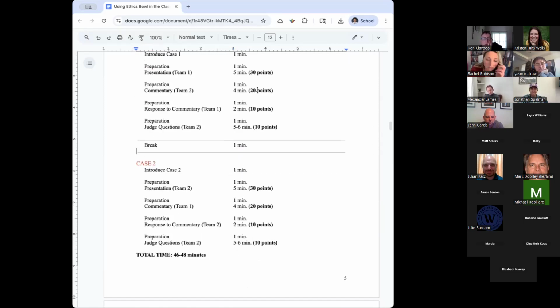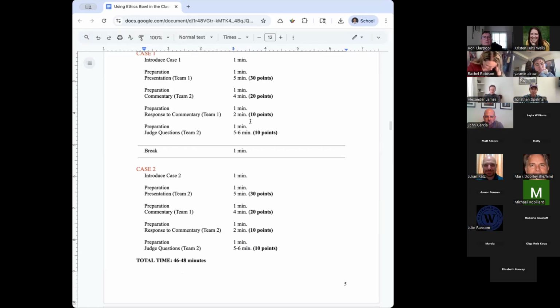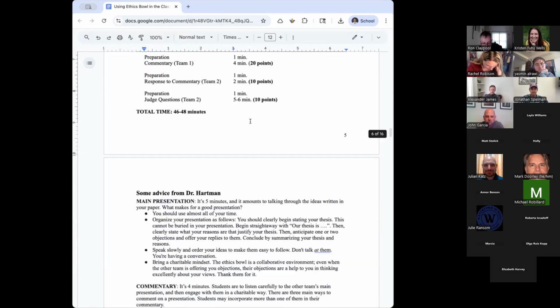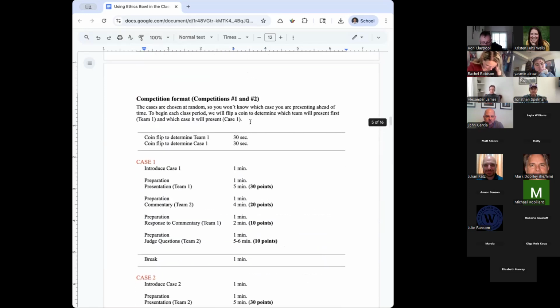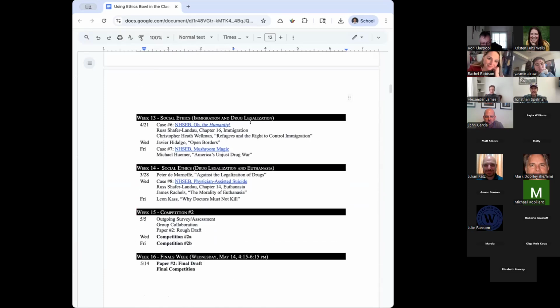We also did the points a little bit differently, because I wanted to encourage the commentary to be robust, and for the group responding to feel like, even if they weren't presenting, they're still going to have a fair number of points allotted for what they say about that case. So that's why we made that a little bit higher. I think that's about it. So I think that's the class.